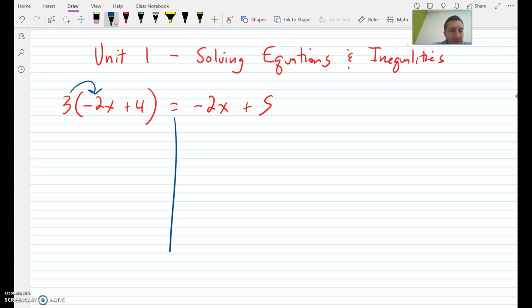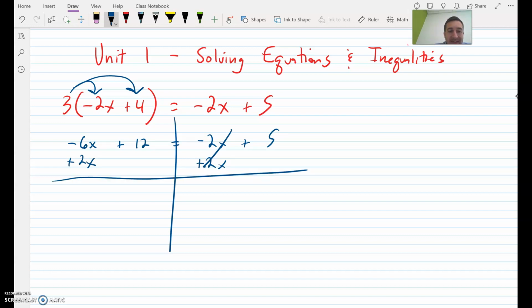So first we need a distributive property. 3 times negative 2x is negative 6x. 3 times 4 is 12. Negative 2x plus 5. And now I'm going to move this negative 2x to the left. It's already negative, so I have to add it to move it. And I have to be careful because negative 6 plus 2 is not negative 8.